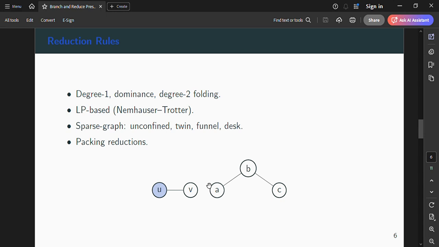From sparse graph algorithms, we also get the confined rule, which identifies vertices that must be in the cover, and the twin, funnel and desk rules, which are used to detect specific subgraph patterns that can be replaced or simplified. Finally, we have the packing reduction, which extends the earlier packing constraints idea to force inclusion or exclusion of vertices when constraints get tight.